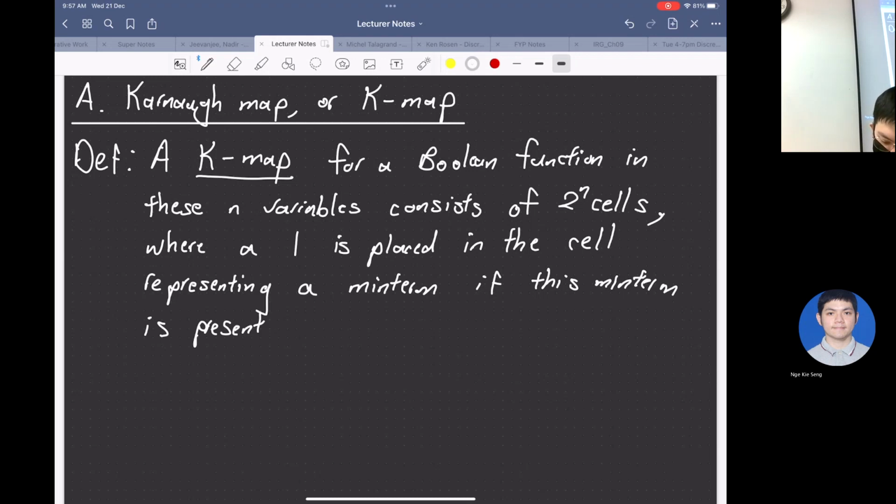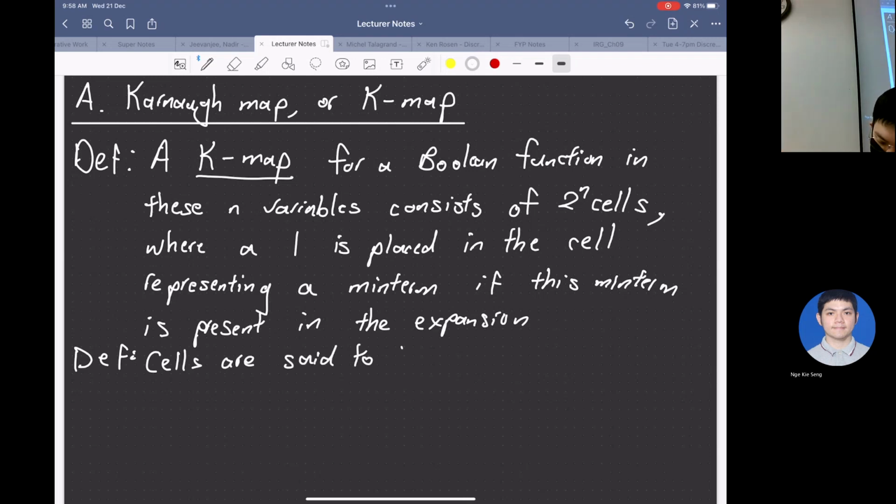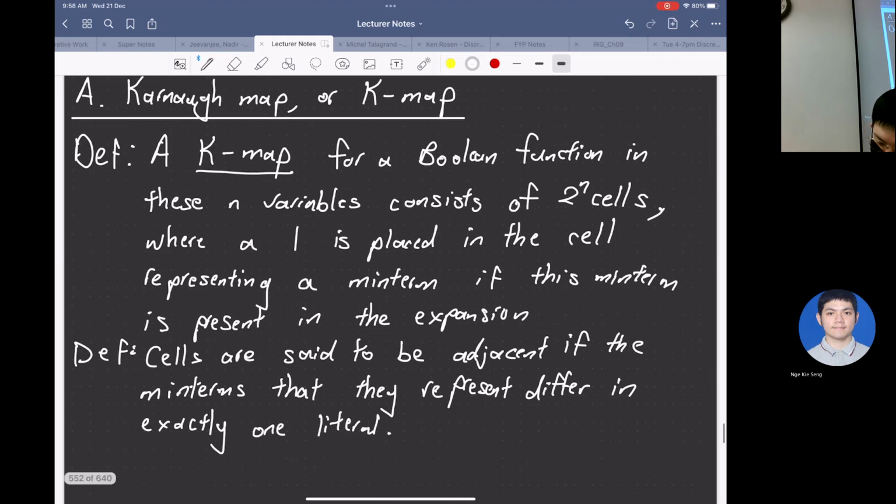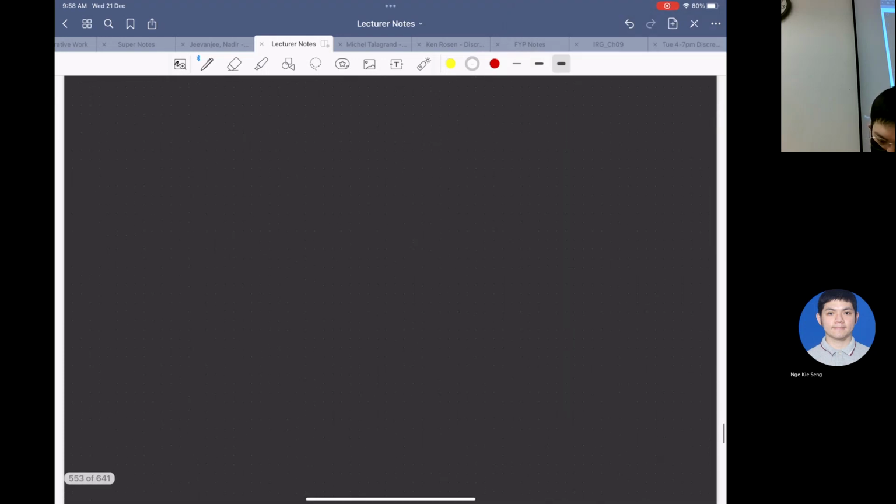Before I give you the example, what about adjacent cells first? Cells are adjacent if their minterms differ by exactly one literal. Just now we said that a minterm is a product of literals. So if two minterms differ in exactly one literal, then they are in adjacent cells. Okay, so let's take an example here.